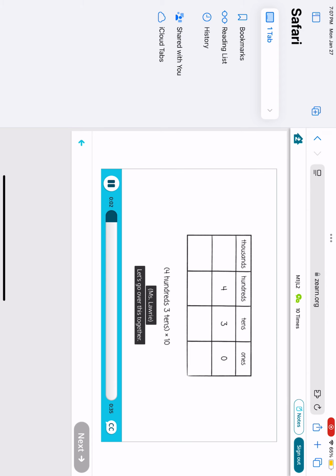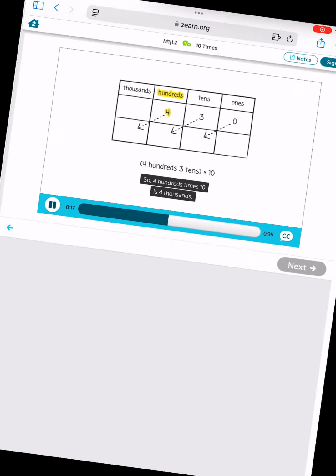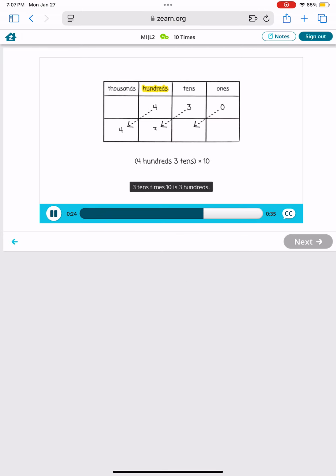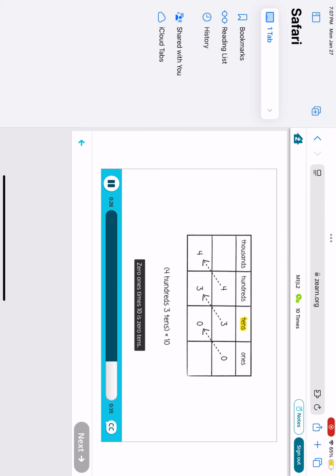Let's go over this together. We need to show 4 hundreds, 3 tens times 10 in the place value chart. When we multiply by 10, the digits stay the same, and each digit shifts one place value to the left. So 4 hundreds times 10 is 4 thousands. 3 tens times 10 is 3 hundreds. 0 ones times 10 is 0 tens. We can write a 0 in the ones place without changing its value. You try.